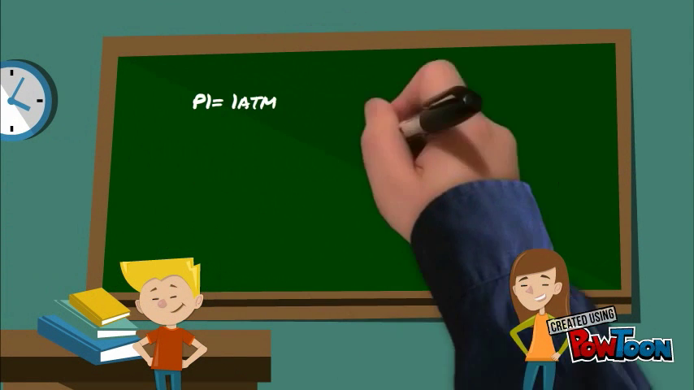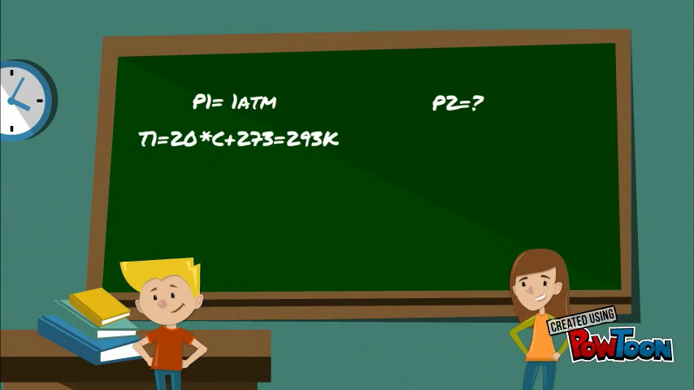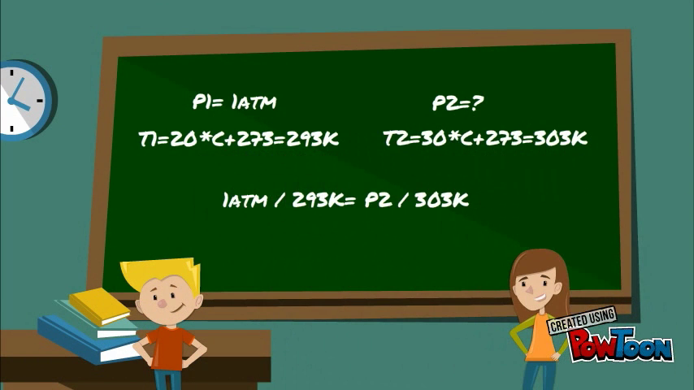Once again, you start with your givens. Don't forget to make the temperature into kelvins. Now solve for P2 using the equation P1 over T1 equals P2 over T2. Then you will find that P2 equals 1.03 atm.